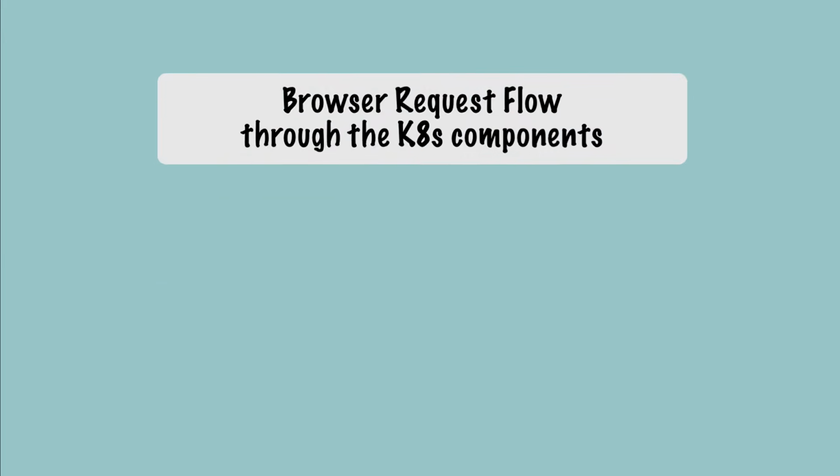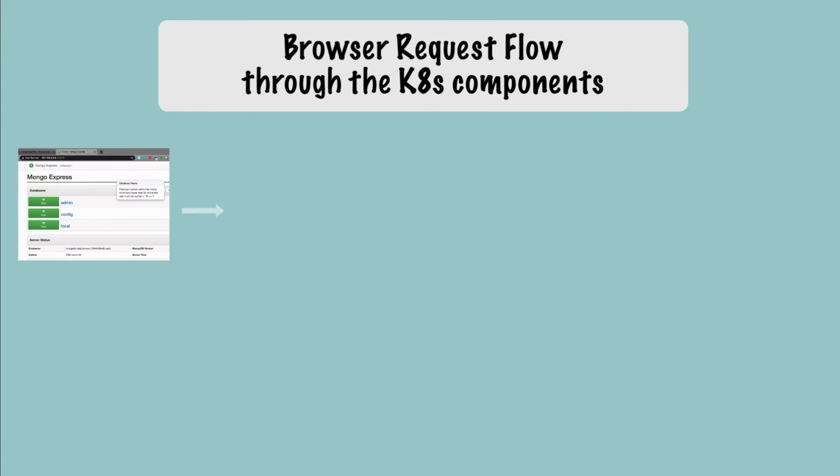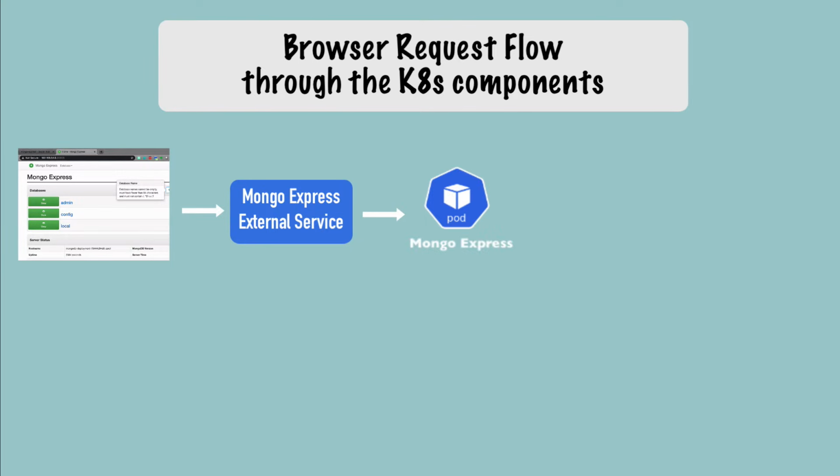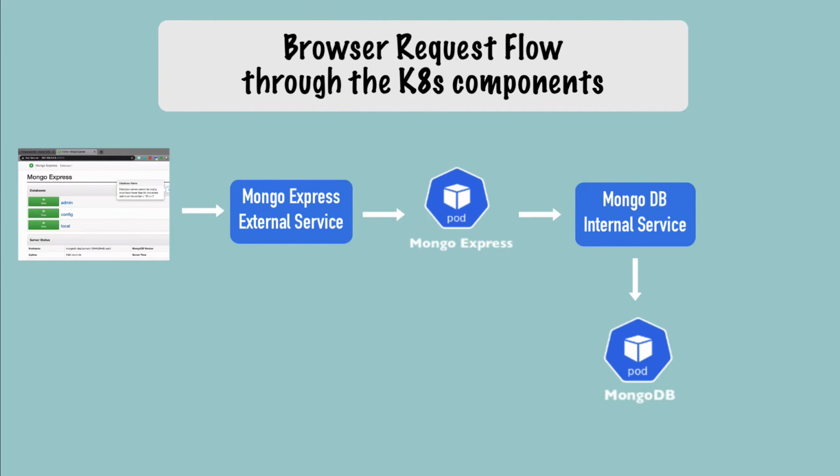So with this setup, the request flow will now look like this. The request comes from the browser, and it goes to the external service of the MongoExpress, which will then forward it to the MongoExpress pod. The pod will then connect to internal service of MongoDB. That's basically the database URL here. And it will forward it then to MongoDB pod, where it will authenticate the request using the credentials. So now let's go and create this whole setup using Kubernetes configuration files.